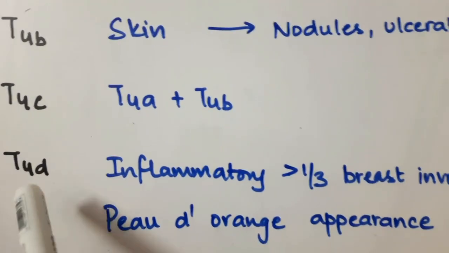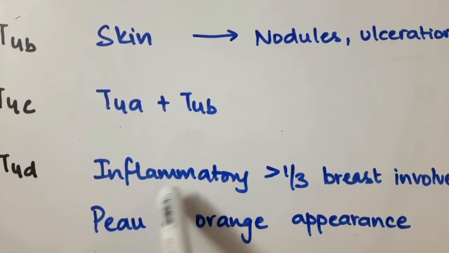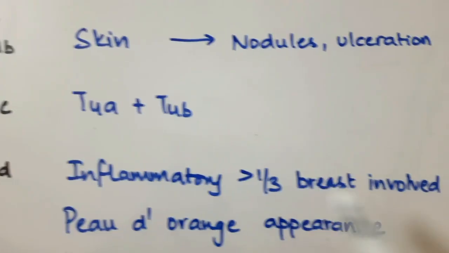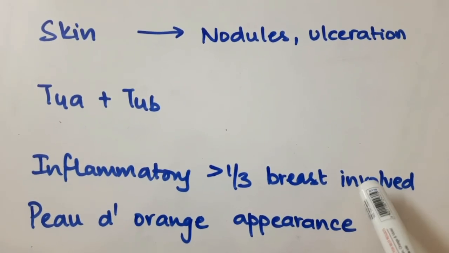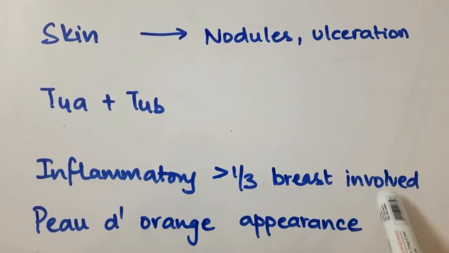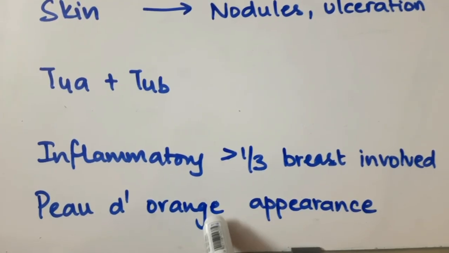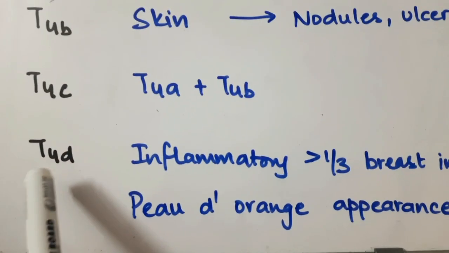Finally, T4D includes inflammatory breast cancer, and breast cancer is called inflammatory when more than 1/3 of the breast is involved. So this is one, inflammatory where more than 1/3 of the breast is involved. And the second condition is if there is a peau d'orange appearance, then also it is called T4D.